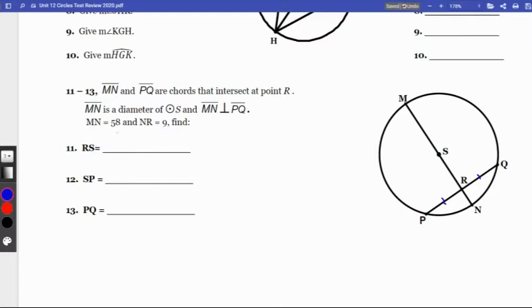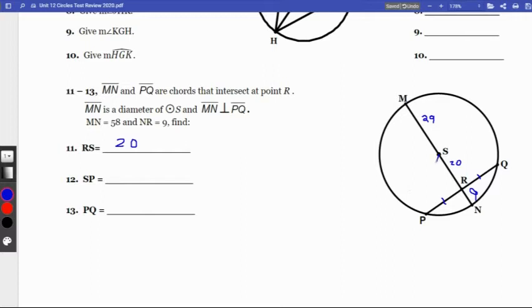We're given that MN is 58, so all the way across this circle, the diameter of the circle is 58, which means each half of it, each radius must have a length of 29. And so this is 29. We also know that NR is 9, which means SR must be 20. SN is 29, so if part of it is 9, the other part must be 20. And we actually just found SR to be 20.